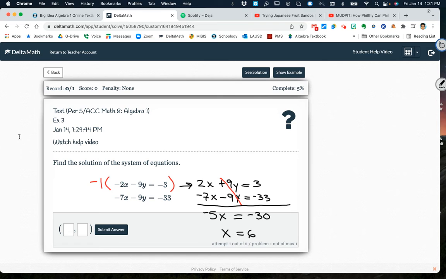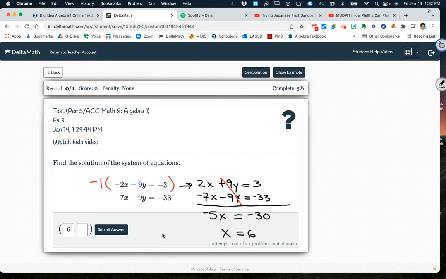Double check my work. Is that going to be 6? Is that what you got? All right, let's put a 6 here. Okay, so we want 6 here. What we have to do now is take one of your equations. It doesn't matter which one. Replace 6 for x and then figure out what the y value is going to be.